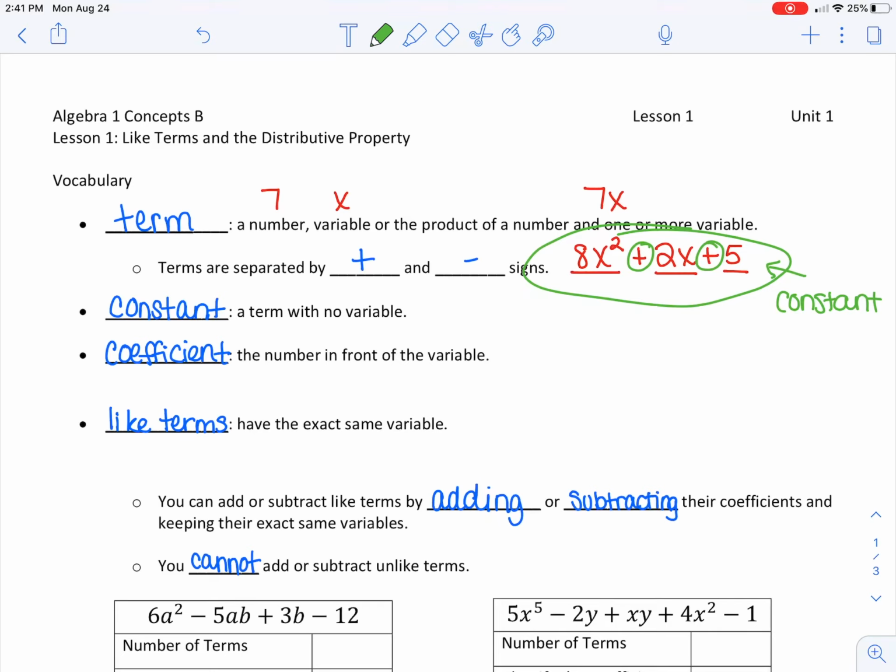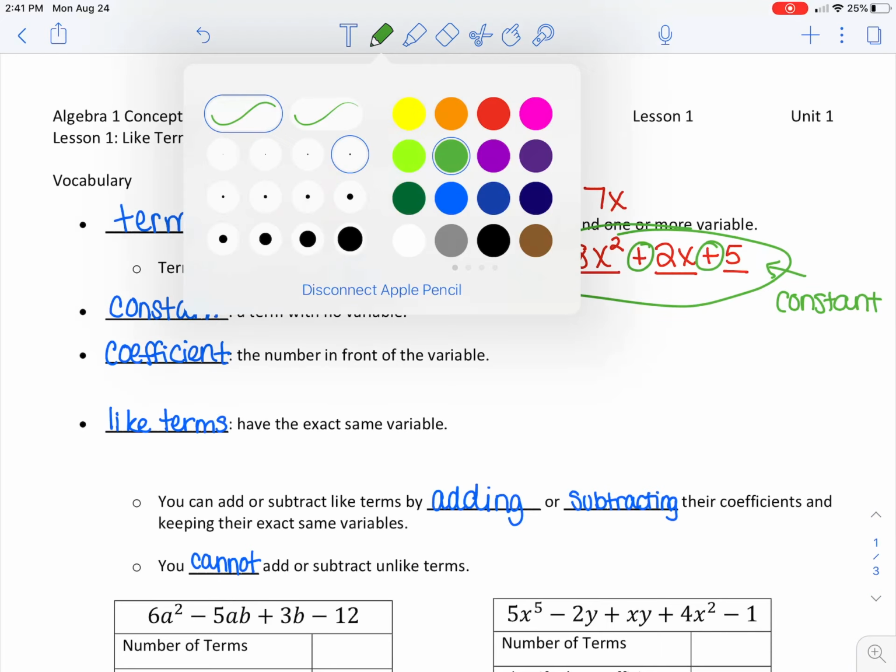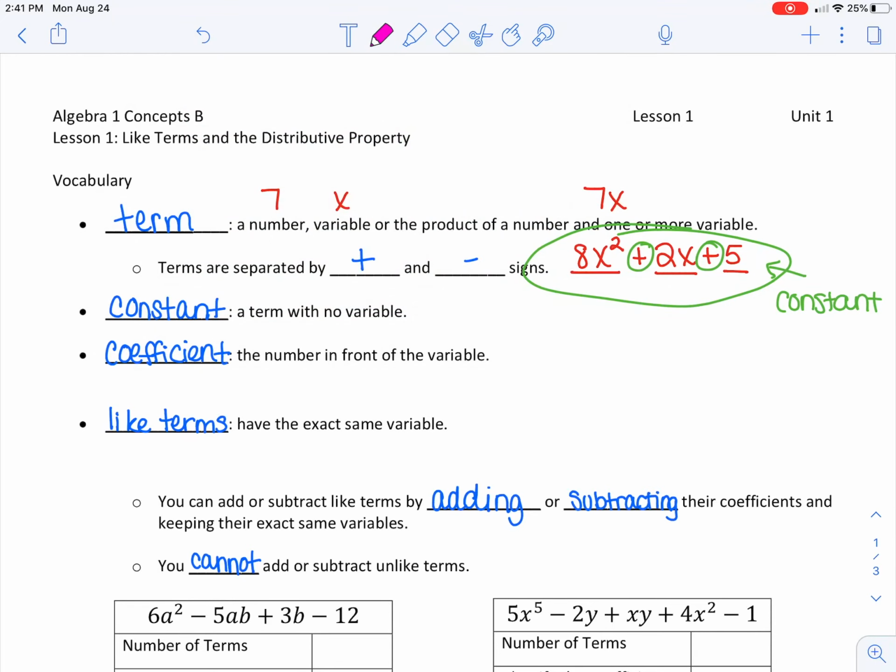Okay, then again, if we look back up at that example, I'm going to switch colors again here. It says the coefficient is the number in front of the variable. So in this case, 8 would be a coefficient, and so would 2, because they're both in front of our variable x. So those are both coefficients.